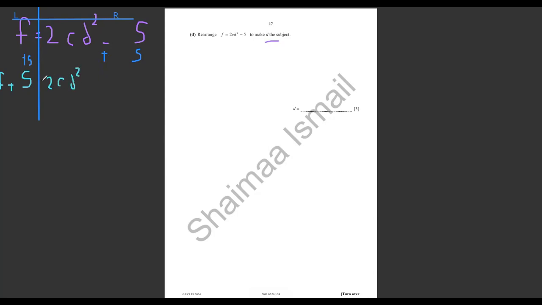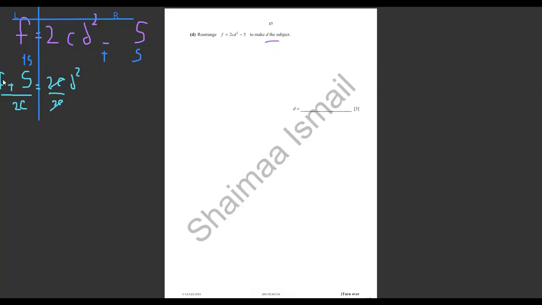2cd squared. And we said that he must bring it squared just to confuse you. Now we're going to divide by 2c in both terms. Now here we're dividing also by 2c in both sides. So now we have a new number, which is f plus 5, dividing by 2c will equal to d squared.